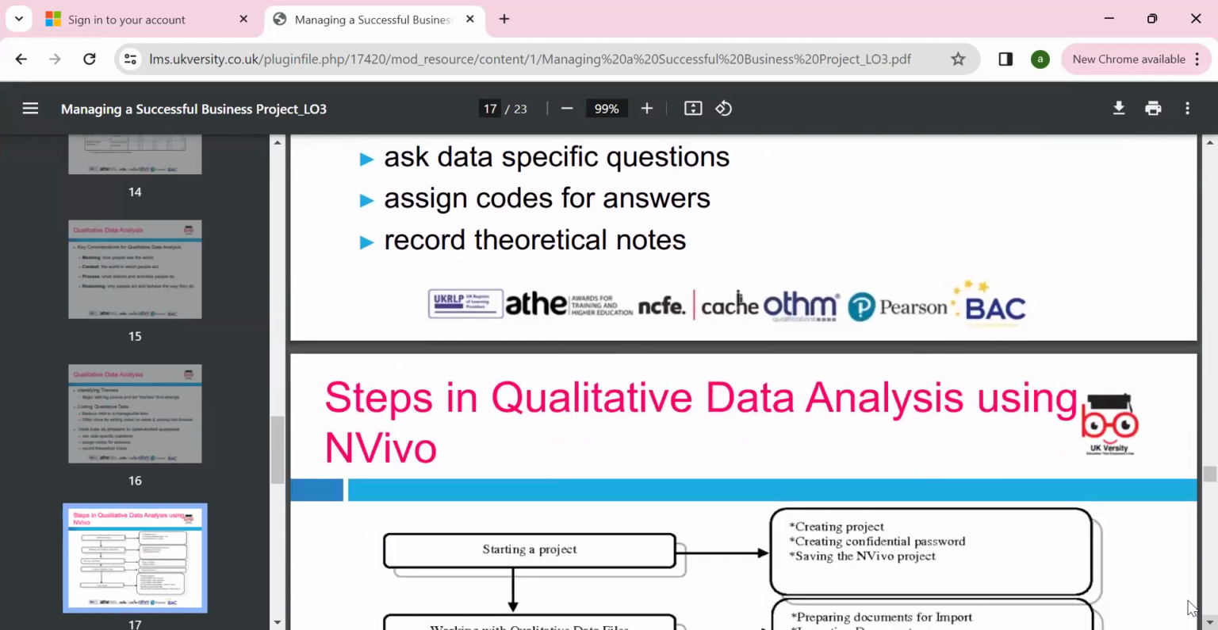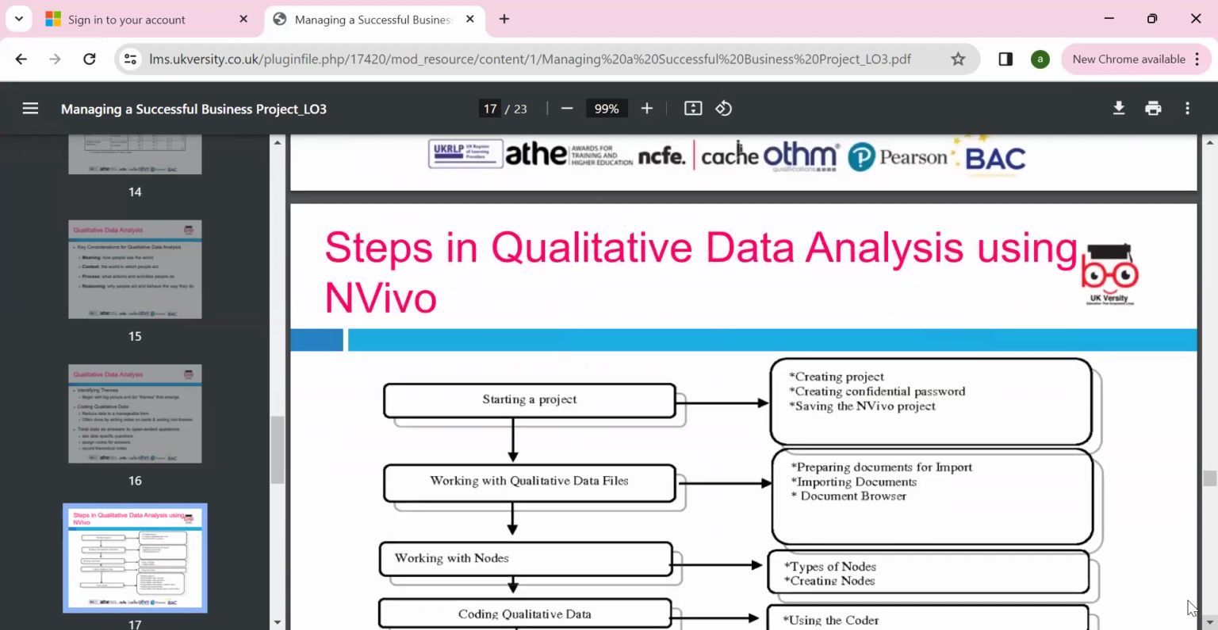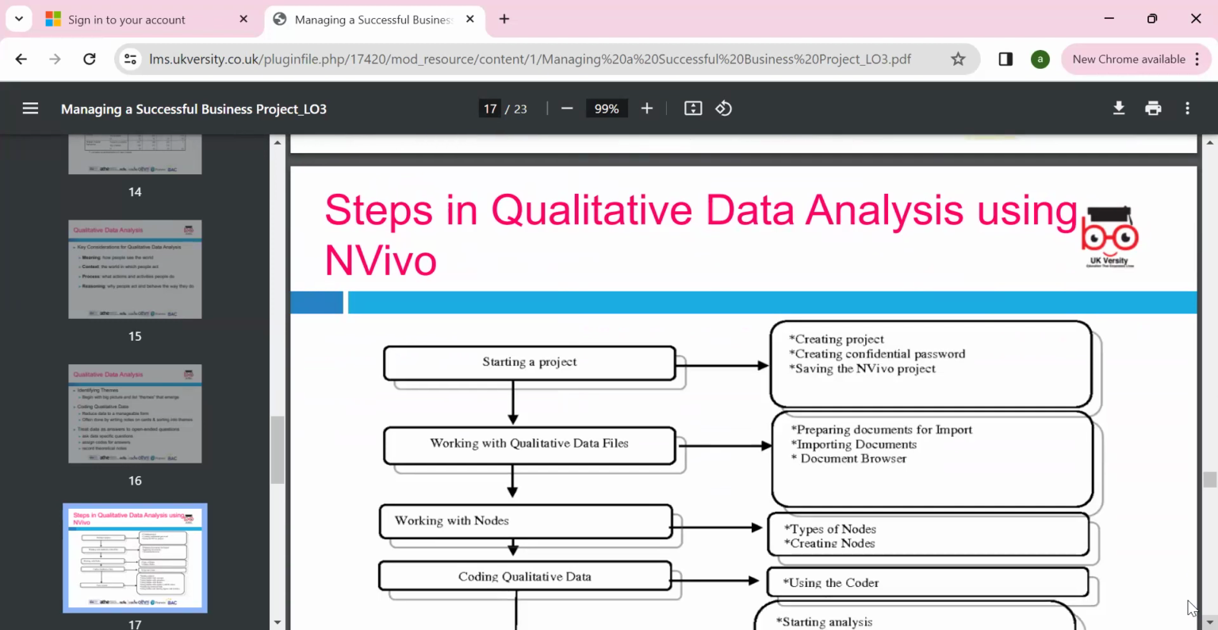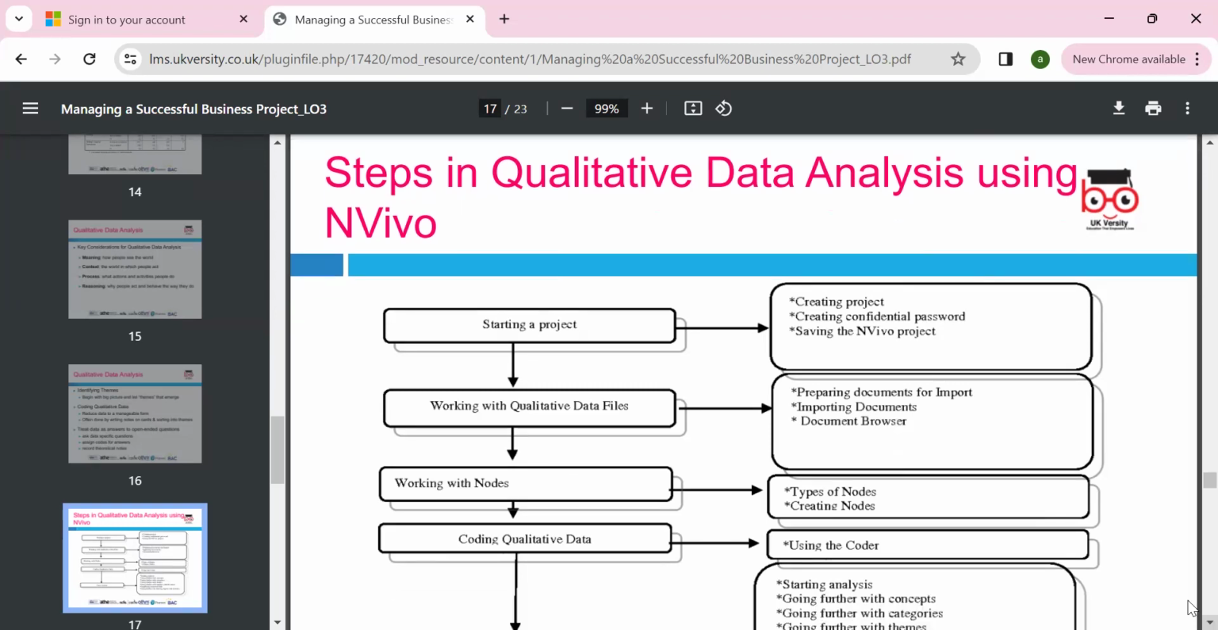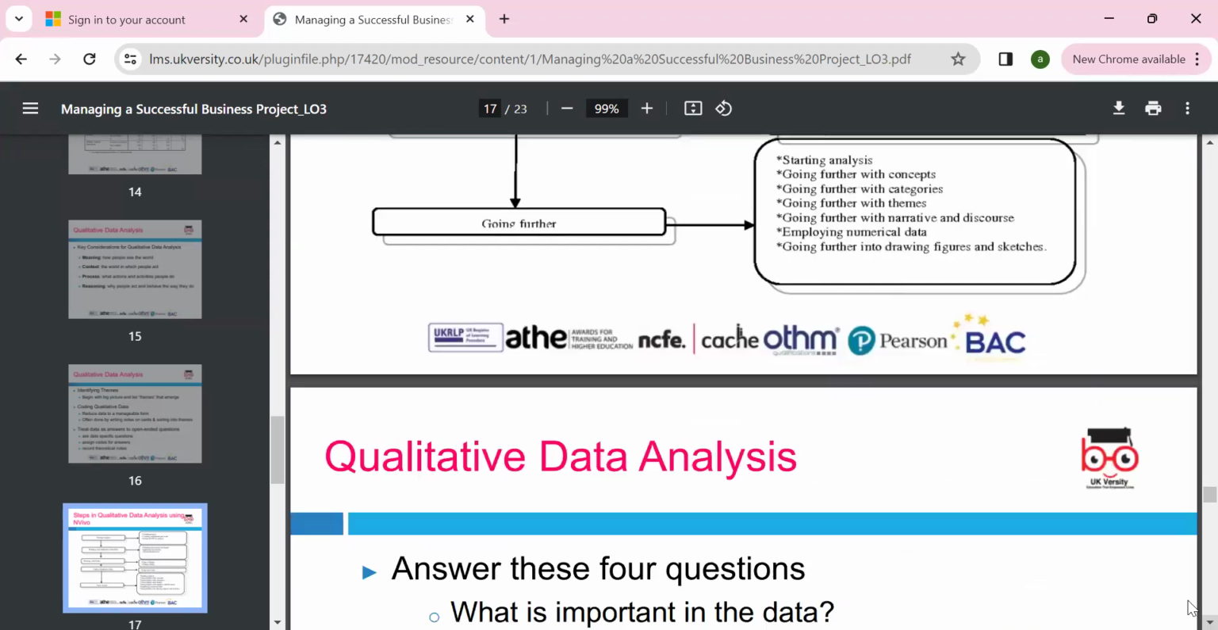That is called crucial. The steps in qualitative data analysis using NVivo: starting the project, working with the qualitative data, working on the nodes. A node is like a point in a network diagram. Coding the qualitative data, creating the project, creating confidentiality, preparing the document input, types of nodes, creating nodes, using codes. These can be used, and that is quite useful.